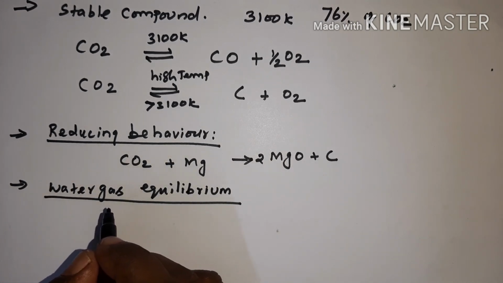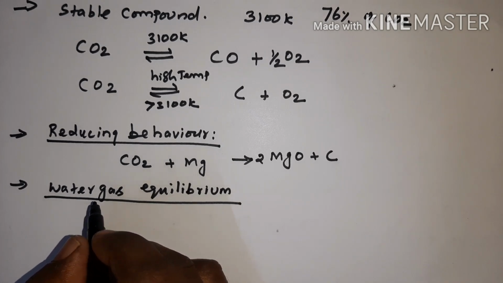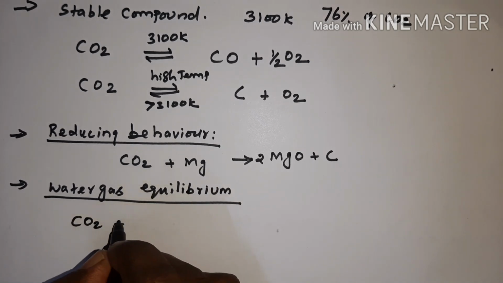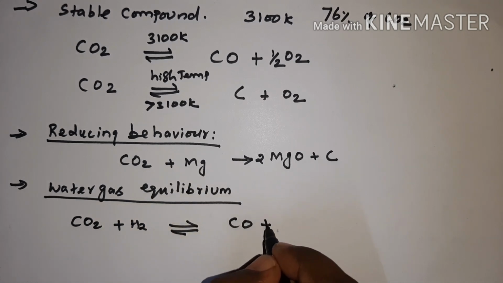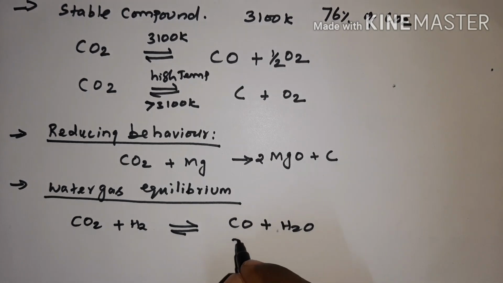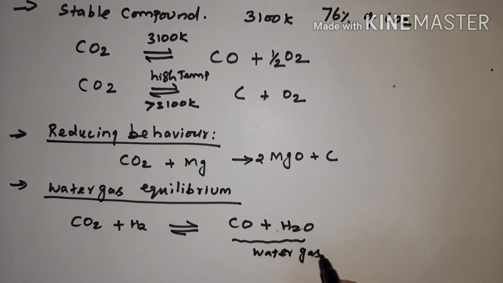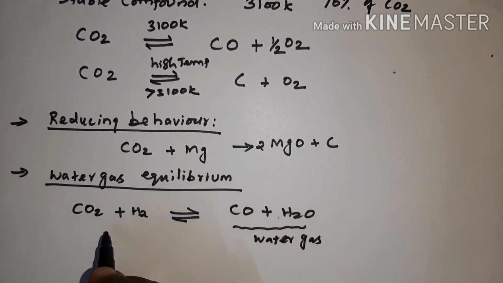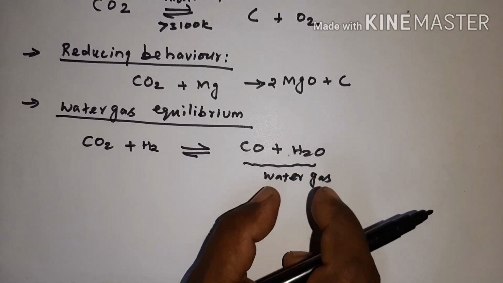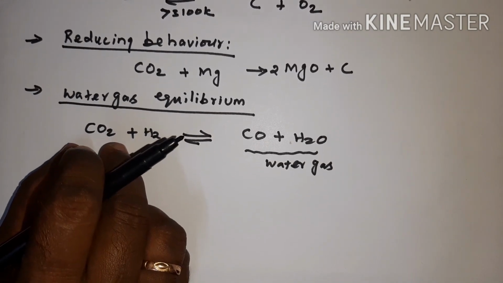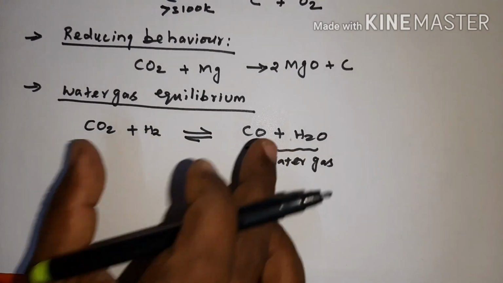So in the water gas equilibrium, the reaction occurs between carbon dioxide and hydrogen. We are getting carbon monoxide and water, so it is called water gas. Here an equilibrium occurs between these two: carbon dioxide plus hydrogen gives carbon monoxide and water. So this is water gas, and the equilibrium occurs between these two reactants.